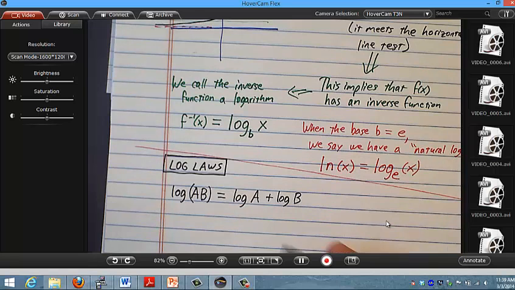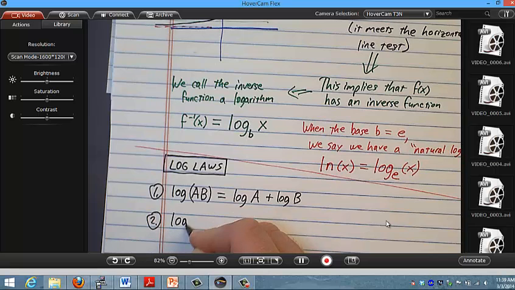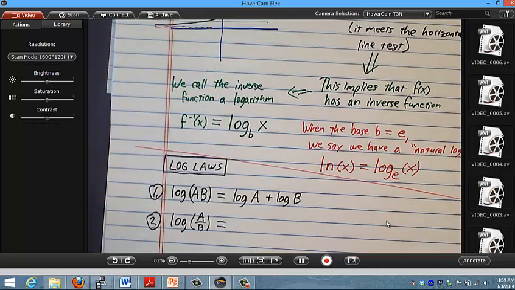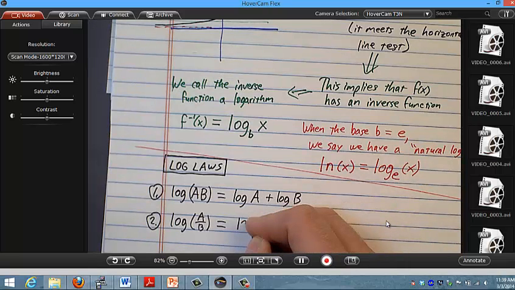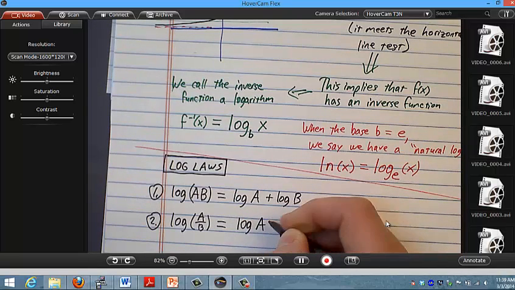Matter of fact, that's log law number one. Once I write that, you guys are all going to be able to kind of fill in the blank on this one. Go ahead and write down what you think that equals, and you're going to be right. Isn't that nice? The log of A, what am I going to write? Minus the log of B.